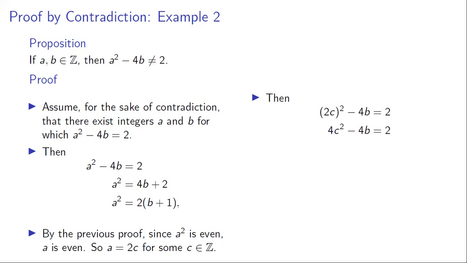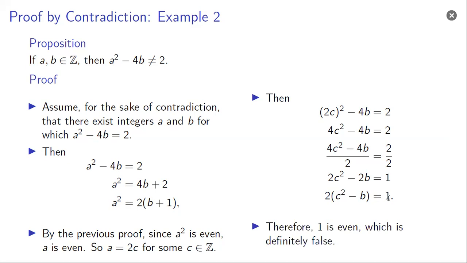We can divide both sides by 2, which gives us 2c squared minus 2b equals 1. Well, we can factor it like this: 2 times (c squared minus b) is equal to 1. Now, what does that mean? That means this is the form of an even number. So that means 1 is an even number. Therefore, 1 is even, which is definitely false.